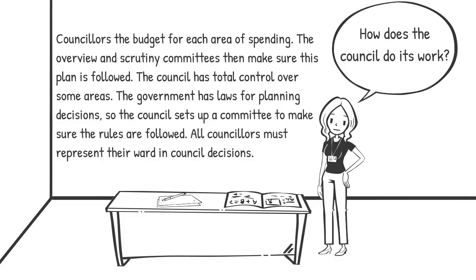The council has total control over some areas, like planning for things like housing and building roads. The government has laws for planning decisions, so the council sets up a committee to make sure the rules are followed. All councillors, whether they are members of the cabinet or not, must represent their ward in council decisions. They must listen to what the people in their ward want and then use their vote in council meetings in a way those people want them to.